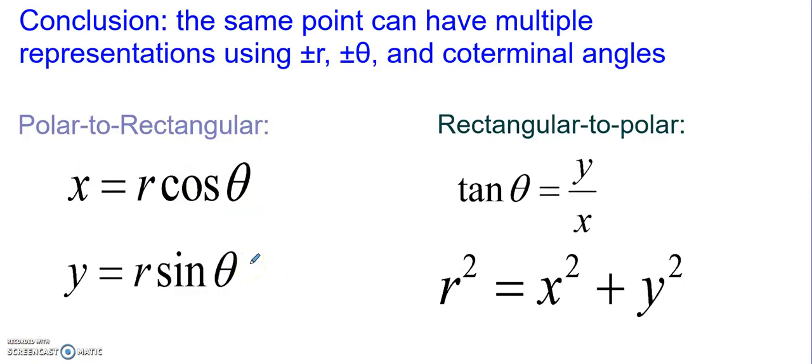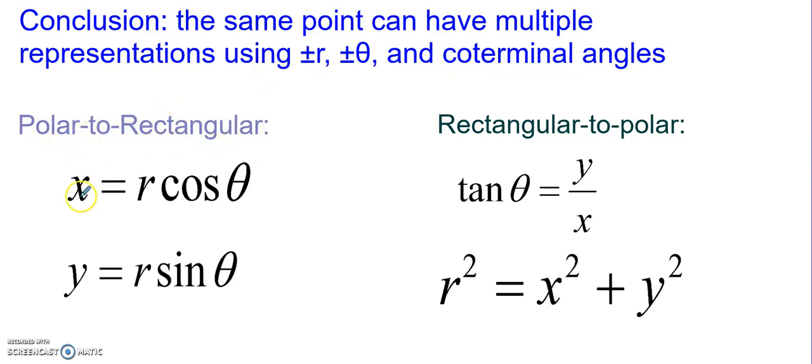Okay, so conclusion. The same point in polar can have multiple representations using positive or negative versions of r and positive or negative versions of theta and coterminal angles. That's why we usually have a restriction of 0 to 2 pi or negative 2 pi to 2 pi in terms of representing polar points. But there would technically be an infinite amount.